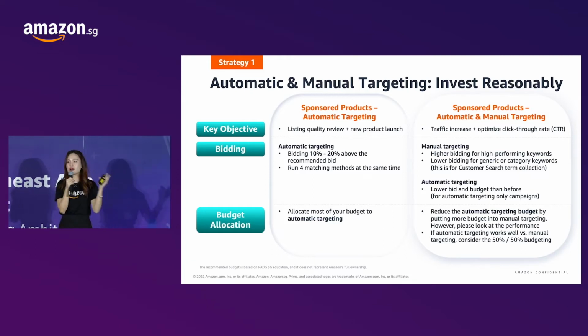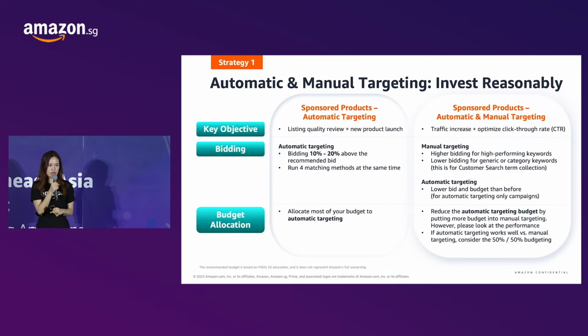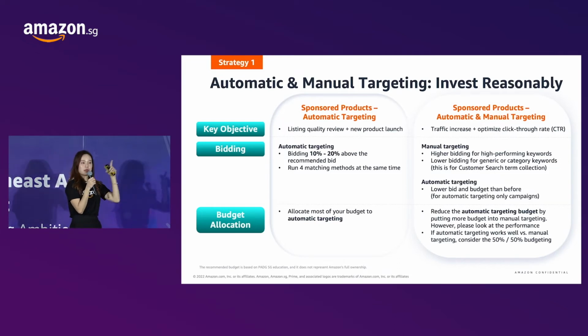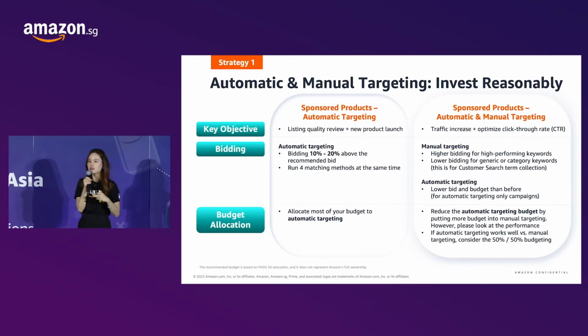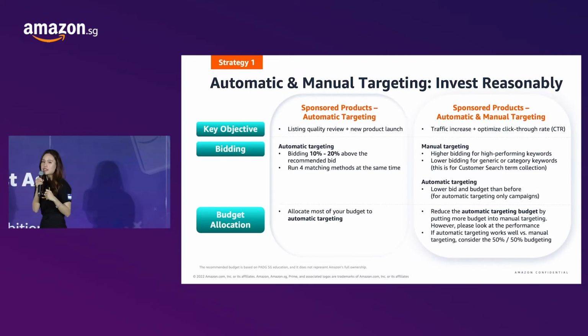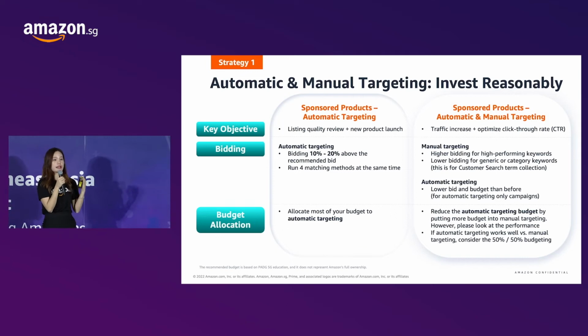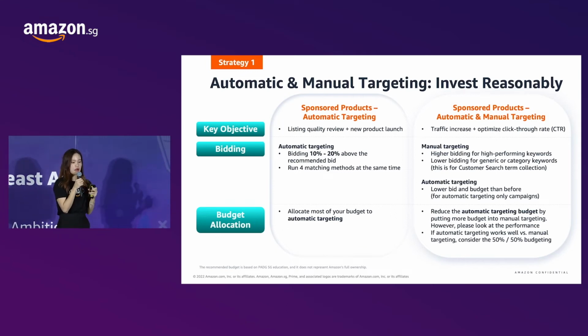You move the high-performing keywords to manual targeting. In there, you raise the bid on keywords that generate clicks, sales, and high impressions. And you can lower the bid for generic and category keywords. But the reason we're keeping them is to get data on which category keywords are helping you to convert. Now you've moved to manual targeting, so we have automatic targeting left.